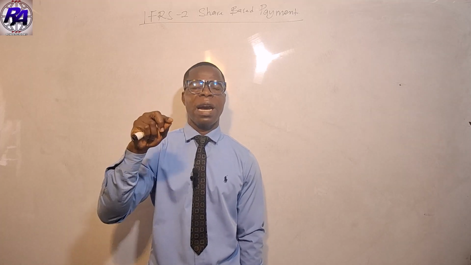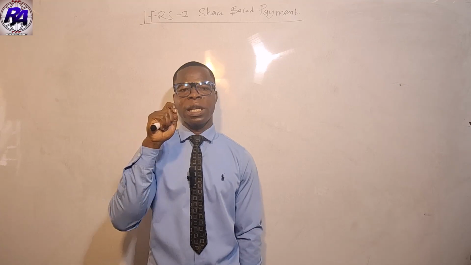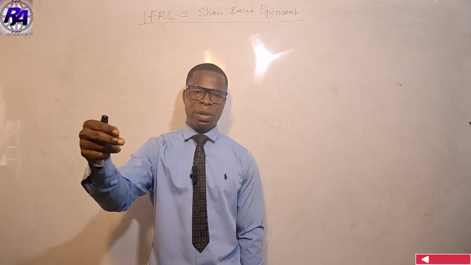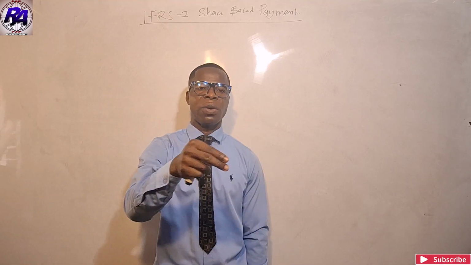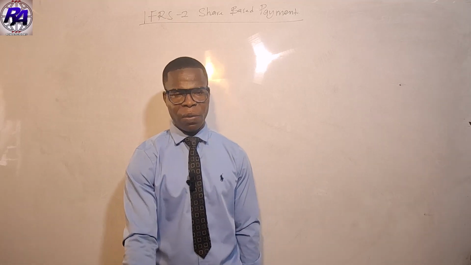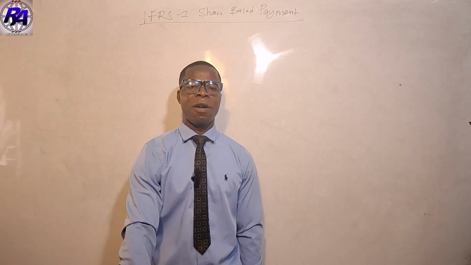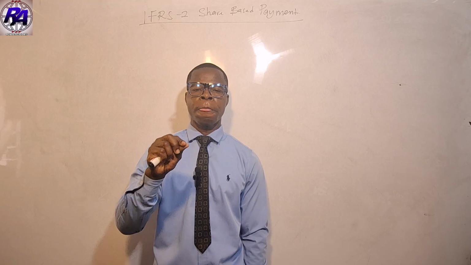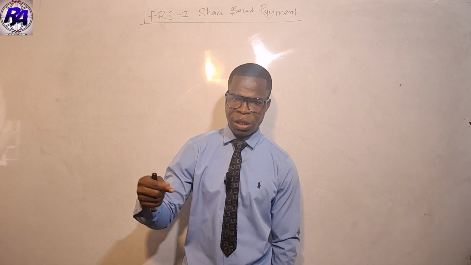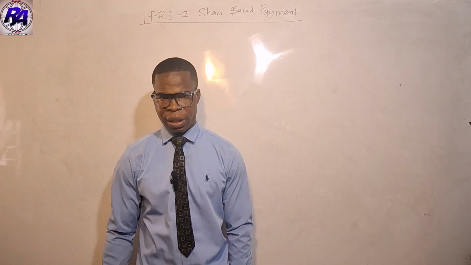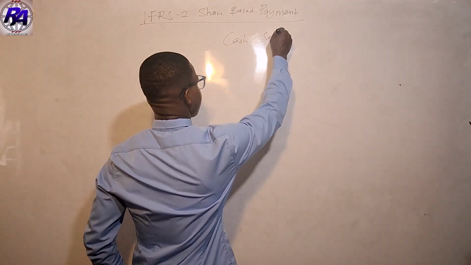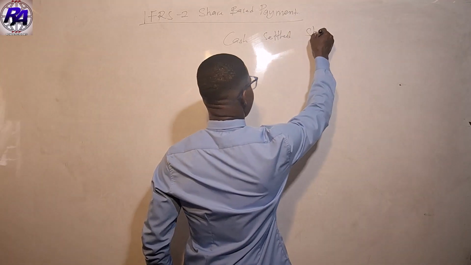But there are sometimes where an entity is faced with a third type, which has to do with when the entity or the employee is allowed to choose between the equity-settled or the cash-settled share-based payment transaction. In this lesson, our focus, like indicated earlier, will be on the cash-settled share-based payment, and in our subsequent lessons, we will look at situations where there is the choice between the equity or the cash-settled share-based payment transaction.